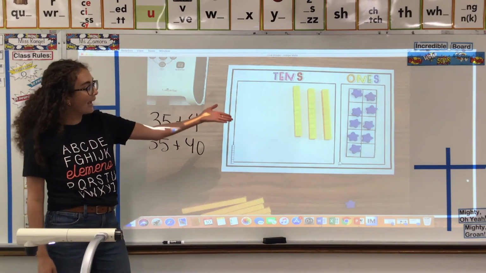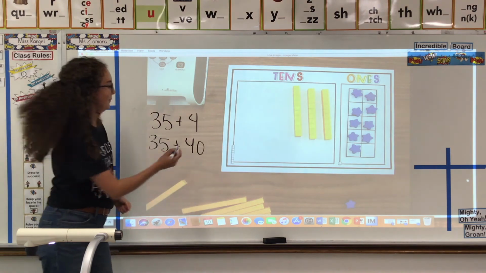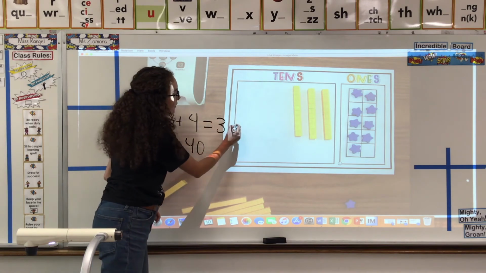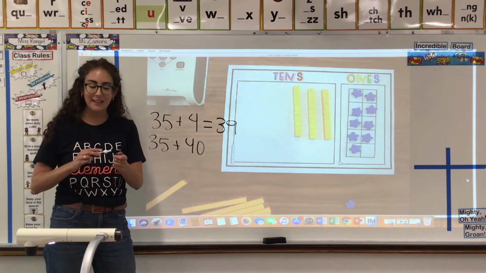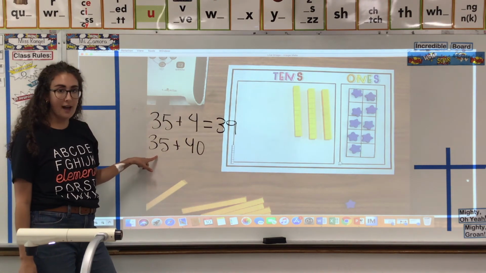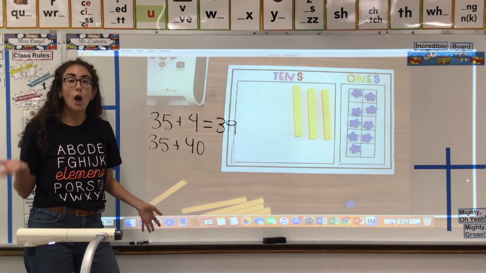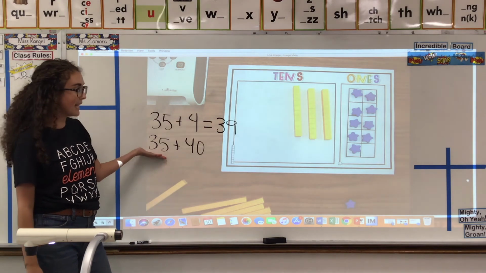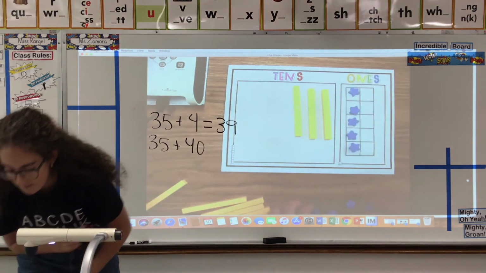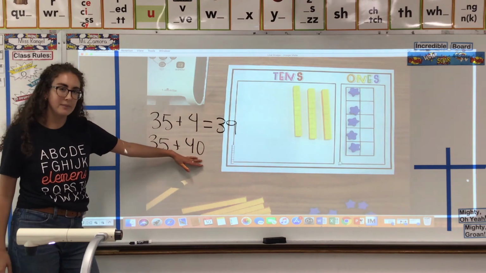Awesome. Now, what number did we create? 3 tens, 9, which is 39. Exactly. But what if we are starting with 35, but are adding 40 instead? How does that change our problem? So let's reset to 35. Can you show me 35 again? So take away that 4. We're back to 35. But we're adding 40 this time.